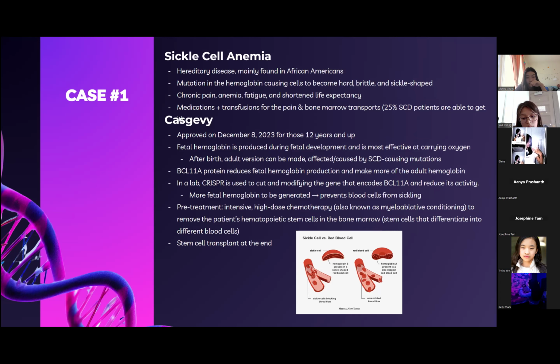This lowers the production of BCL11A, enabling more fetal hemoglobin to be generated and preventing red blood cells from sickling. Prior to this treatment, the patient must undergo intensive high-dose chemotherapy, also known as myeloablative conditioning, to remove the patient's hematopoietic stem cells in the bone marrow, and these are stem cells that can differentiate into different blood cells like red blood cells and white blood cells. Then these newly edited cells are injected back into the patient via a stem cell transplant.